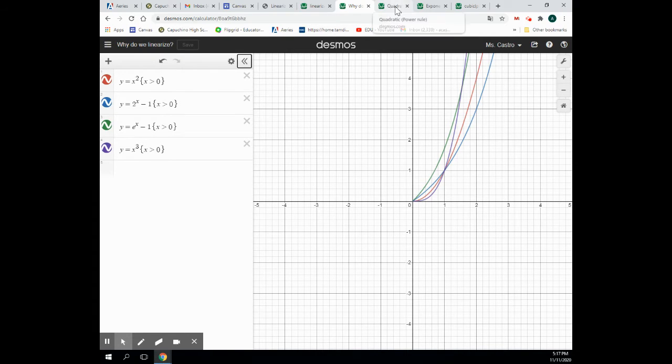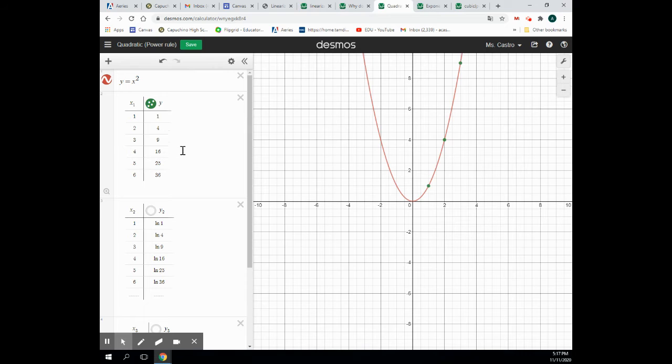Okay, so the first one we're going to look at is a quadratic. So the red line is y equals x squared. And then I created the table for y equals x squared. So if x is 1 through 6, then y would be 1 squared, 2 squared, 3 squared, 4 squared, 5 squared, 6 squared. And you can see my little green dots on my red curve. Those are the points that are creating that curve.